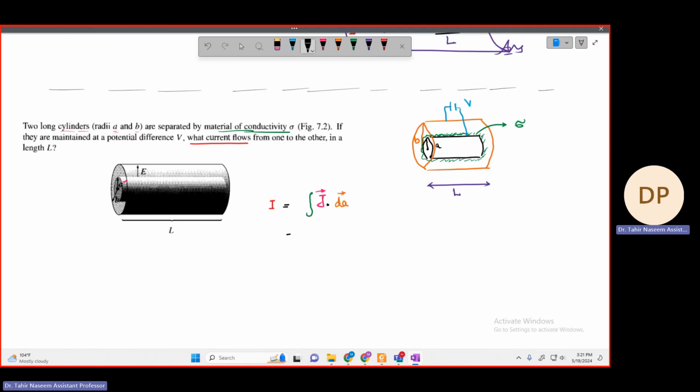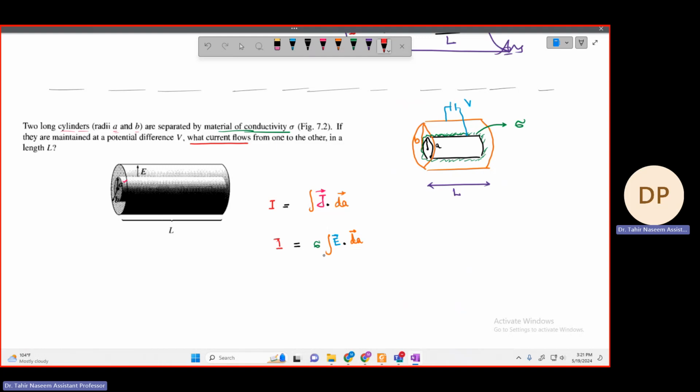So in order to find J, we can use Ohm's law, which states J is equal to sigma E. Sigma is constant. Let's take that out. So I is equal to sigma times the integral of E dot dA. And this is our current.